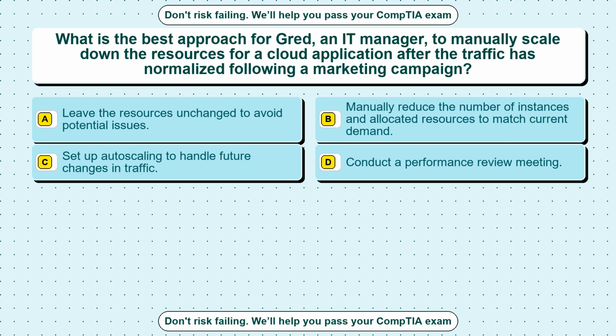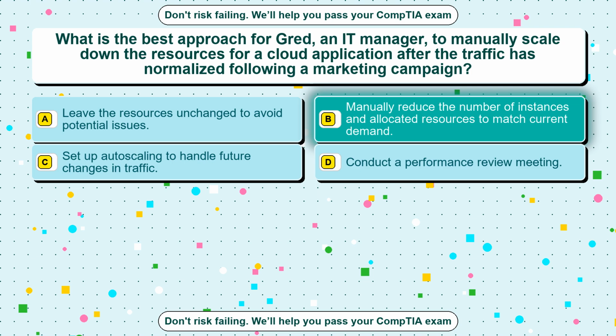Question 15. What is the best approach for GRED, an IT manager, to manually scale down the resources for a cloud application after the traffic has normalized following a marketing campaign? Option A. Leave the resources unchanged to avoid potential issues. Option B. Manually reduce the number of instances and allocated resources to match current demand. Option C. Set up auto-scaling to handle future changes in traffic. Option D. Conduct a performance review meeting. The correct answer is option B.